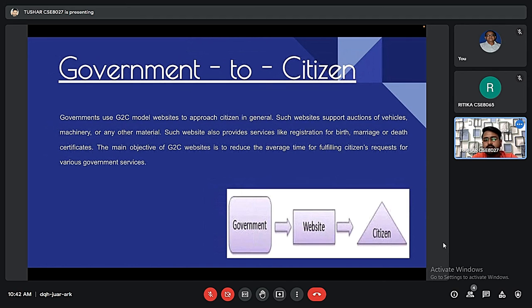Government to citizen. Government uses G2C model websites to approach its citizens. In general, such websites support acquisition of vehicles, machinery, or any other material. Such websites also provide services like registration for birth, marriage, and death certificates. The main objective of G2C websites is to reduce the average time of filling citizens' requests for various government services.